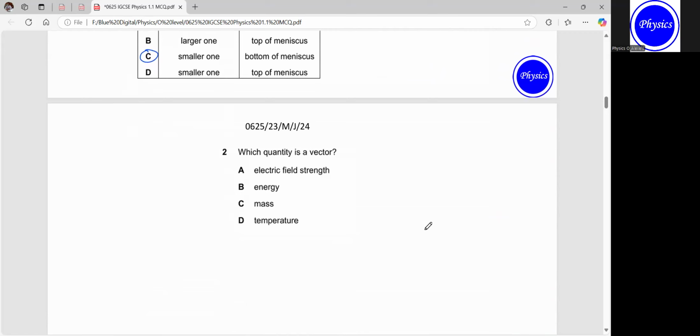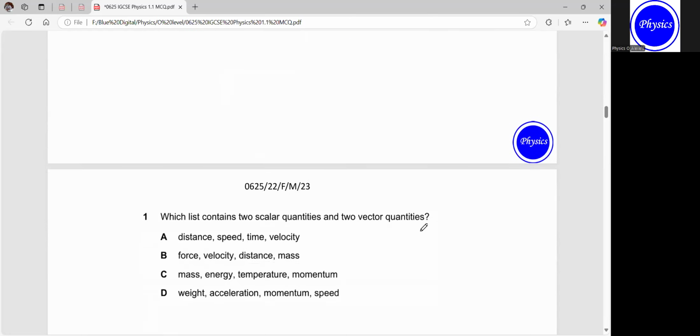Which quantity is a vector? Vector means magnitude plus direction. Which one? Definitely electric field strength. It has a direction. So the electric field is from positive to negative. Whenever there is a battery, an electric field is created from positive to negative. So the electric field has a direction, positive to negative. Electric field strength. Energy is a scalar, mass is a scalar, temperature is a scalar. All these three are scalar quantities.